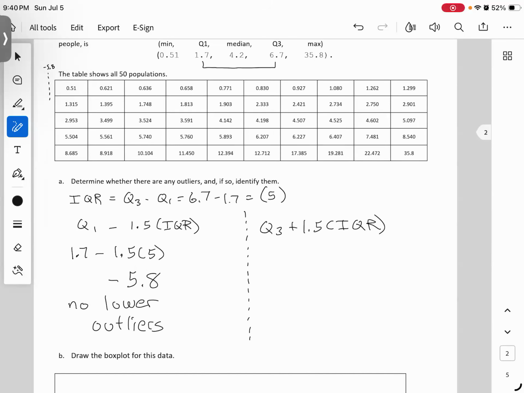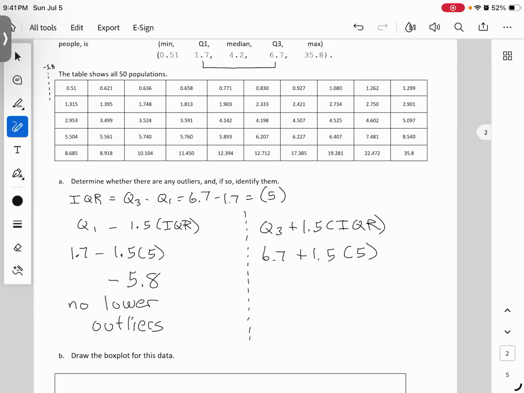But that one uses Q1, the first quartile. For checking uppers, it uses the third quartile, which is going to be the 6.7. You would take your 6.7 plus 1.5 times 5. You see what you get. Again, just put that in your calculator, and I want you to go ahead and do this one, maybe even pause the video and then check once you get your cutoff.